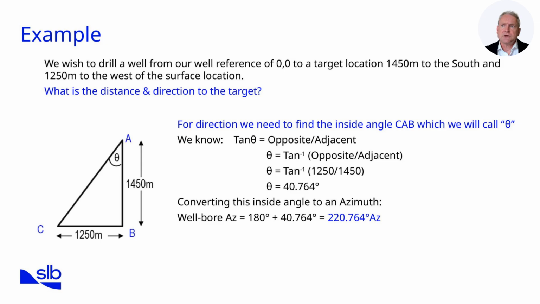The next question is, in what direction do we need to travel to hit the target? In this example, we are given the length of AB and the length of BC. So we can calculate the angle theta as tan theta equals BC divided by AB, which gives me 0.862. Converting this to degrees, I apply tan to the -1 to 0.862 to provide me with 40.8 degrees. This is a quadrant reading of south 40.8 degrees west. Converting to an azimuth reading, I need to add it to 180 degrees to give me 220.76 degrees azimuth.